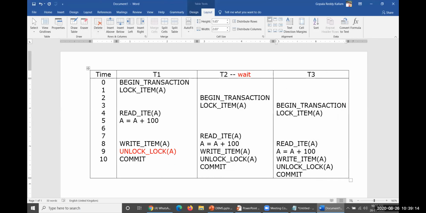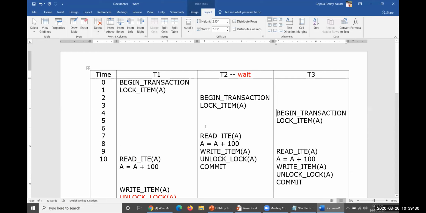Of course, let me go further. At the second unit of time, begin transaction of T2, third unit of time this one, and fourth unit of time, begin transaction and lock item of A. Now transaction T1 has held item A, therefore because of lock item of A by transaction T1, T2 will be put into waiting state. And again, the same thing is operated by this other transaction, then it is also put into waiting state.